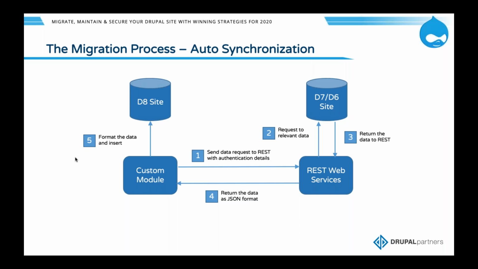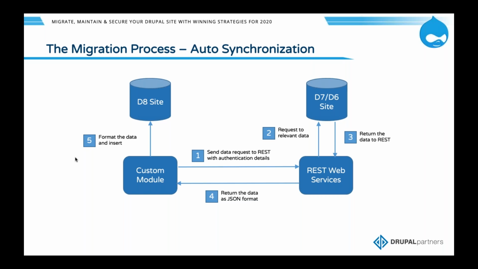To avoid that, what our team has done is an auto synchronization process. When we first build the D8 site, through REST API services, using JSON REST API services, we connect the old version, like the D7 or D6 database, to the D8 database. It's a two-way sync. Whenever there is a new data entry or any change, like adding new content, deleting content, or editing content on the older version of Drupal, it automatically syncs with the Drupal 8 site through this auto synchronization process.